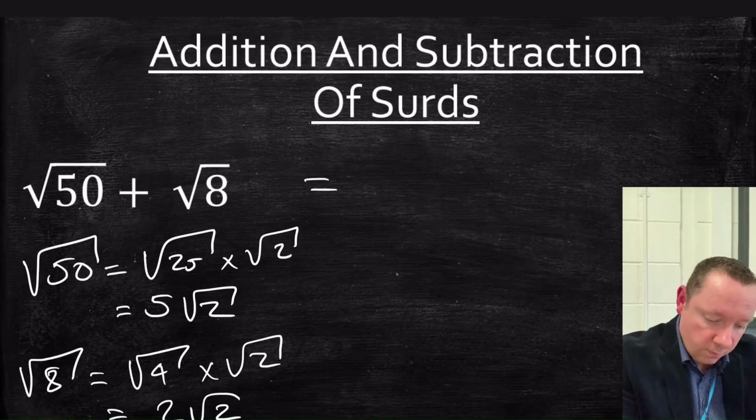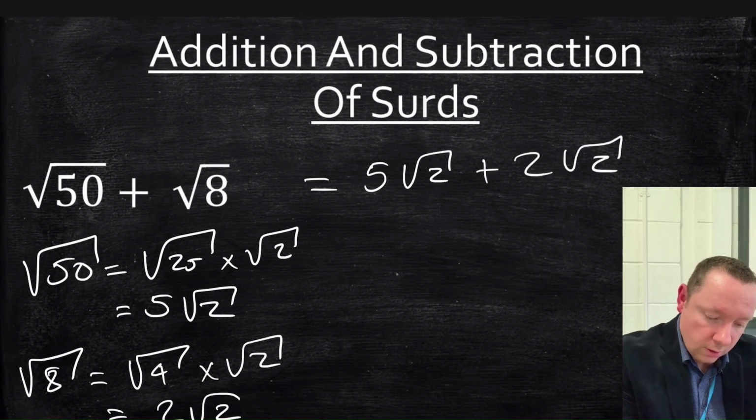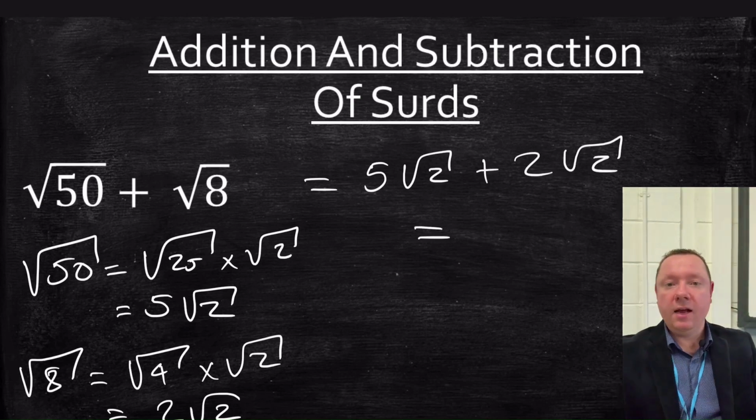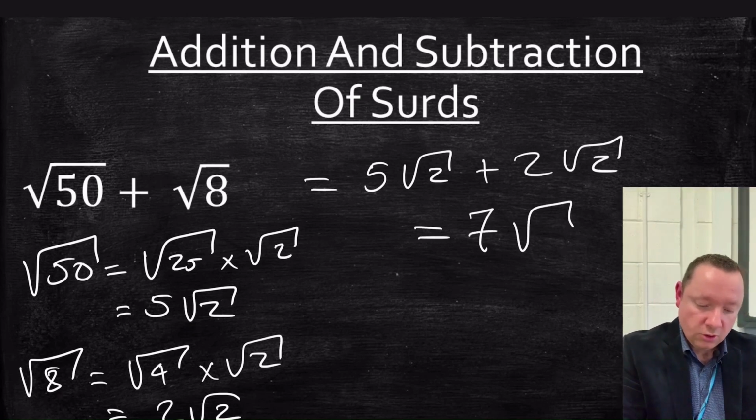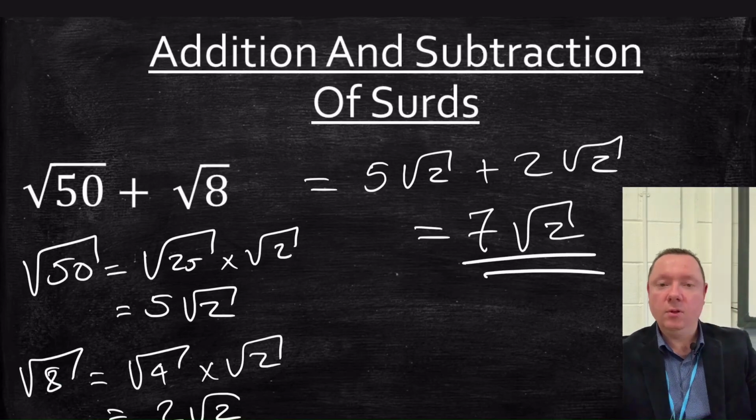So this whole sum becomes 5 root 2 plus 2 root 2. Well, that's fine. 5 root 2 and another 2 root 2 makes 7 of them. So I've got 7 root 2 in total, and we're done with that one.